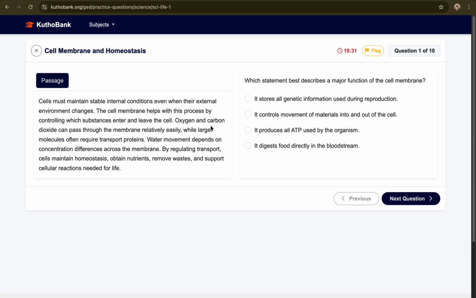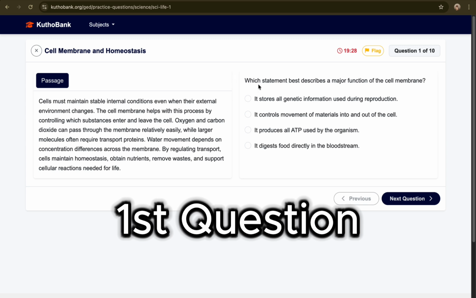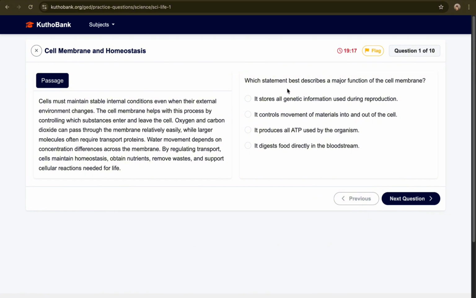First, whenever you see a question, always read the question statement first and try to understand what it is asking. So let's read it. Which statement best describes a major function of the cell membrane? This question is asking about the function of the cell membrane.